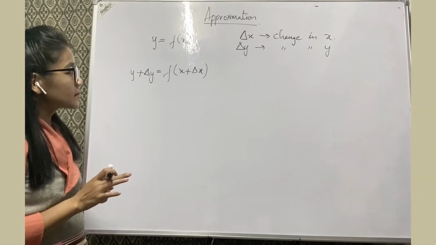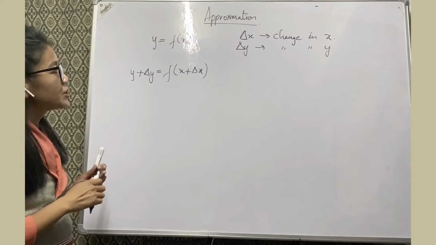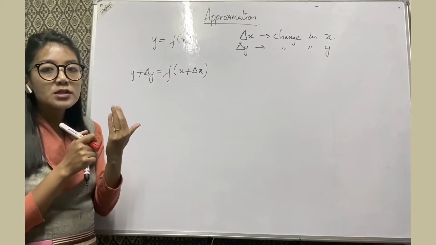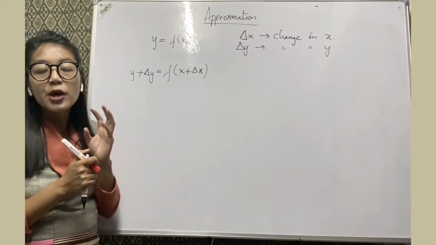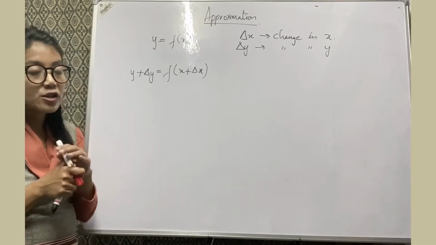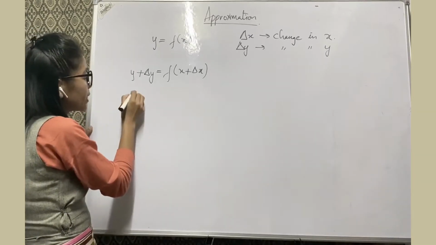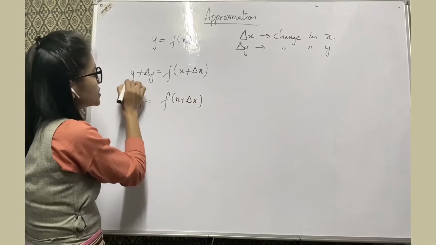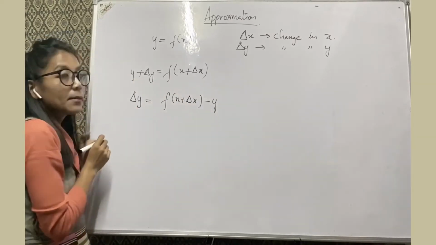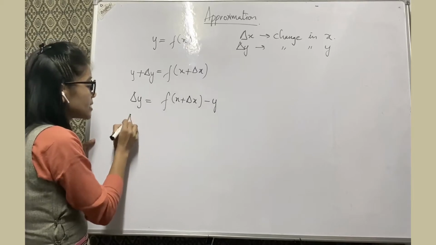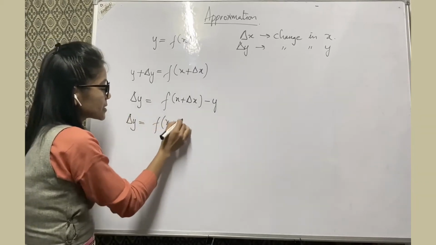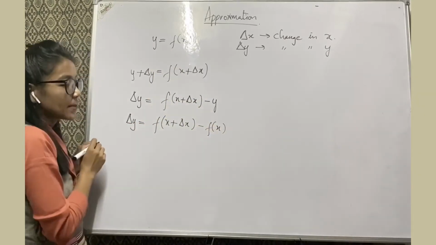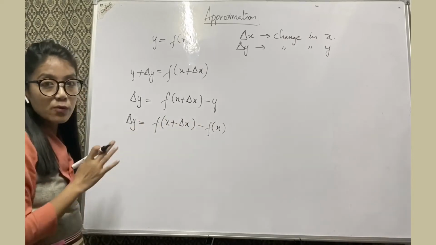Now here I'm interested in finding out, when you put some changes on x, what will be the corresponding change on y, which is denoted by delta y. So here I'm interested in finding out delta y. Therefore I will express delta y as f of x plus delta x. You take this y on the right hand side, so that will be minus y. So I can write delta y equals f of x plus delta x minus, now y I can write as f of x. So I'm trying to express everything in terms of f.